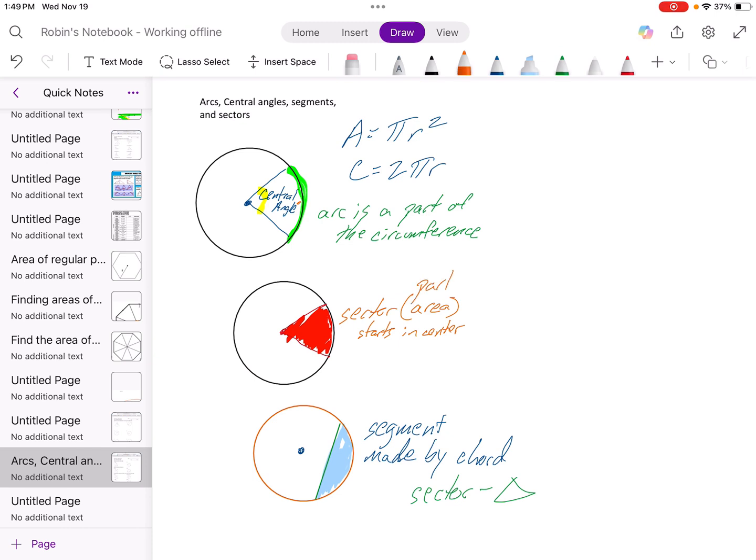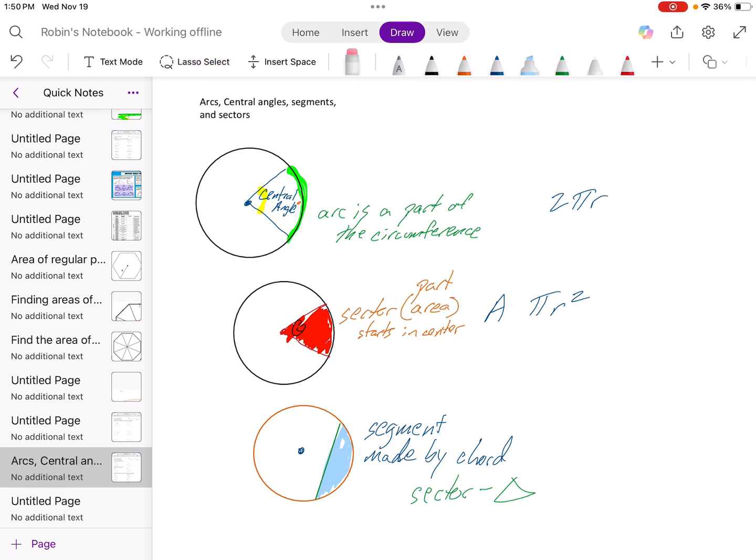Now, both of these are all going to basically be a percentage, a fraction, a ratio of your circumference or of your area. Okay, so if I'm talking about a sector, I'm going to grab that area formula. If I'm talking about an arc, I'm going to use my circumference formula.